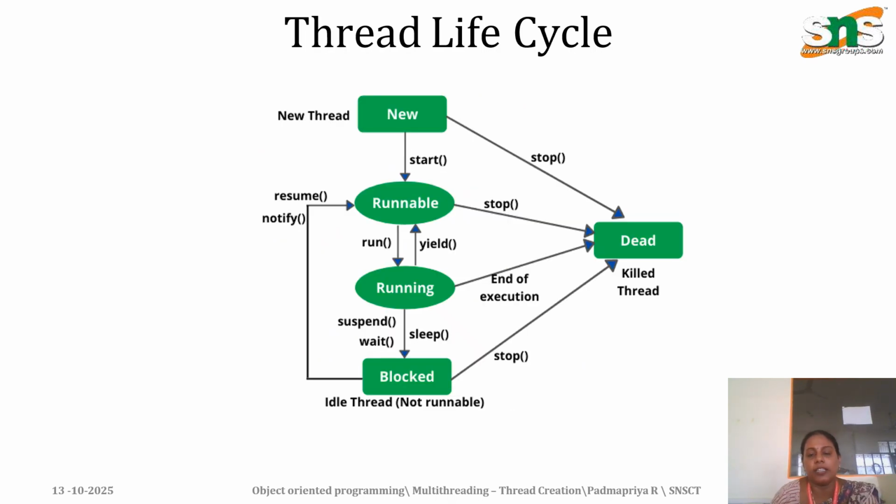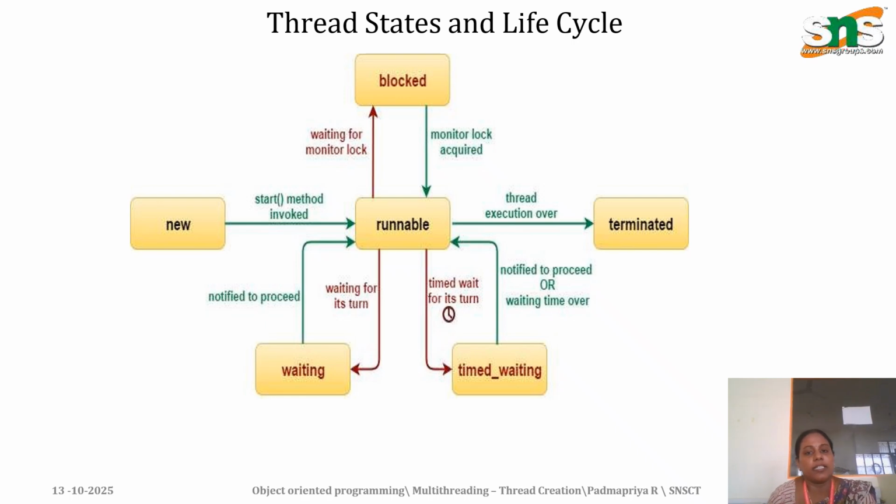So this is the thread life cycle. A new thread comes under the state of new. Once it is started, it goes to the runnable state. Once it gets the resources and starts the running process, it's running. If it cannot obtain the resources, it goes to the blocked state. Once it gets the resources, it resumes and goes to the runnable state, and once it's completed, it goes to the dead state. So these are the thread states and life cycle.